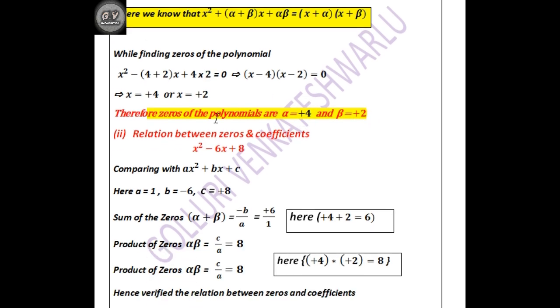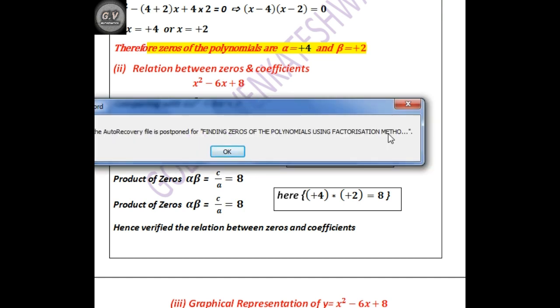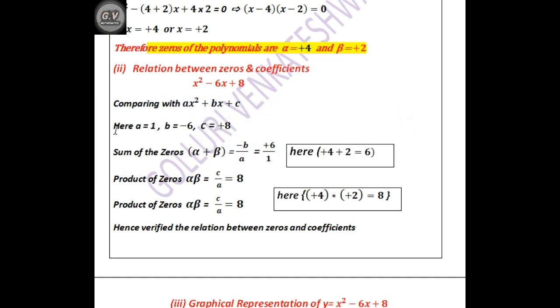Now we are going to verify the relation between zeros and coefficients according to the sum of zeros formula. And what about the sum of zeros? Sum of zeros, alpha plus beta, is equal to minus b by a. b contains a negative, so we need to change the sign of minus 6. Minus 6 becomes plus 6 by a value 1. So alpha plus beta, the sum of zeros, is 6.